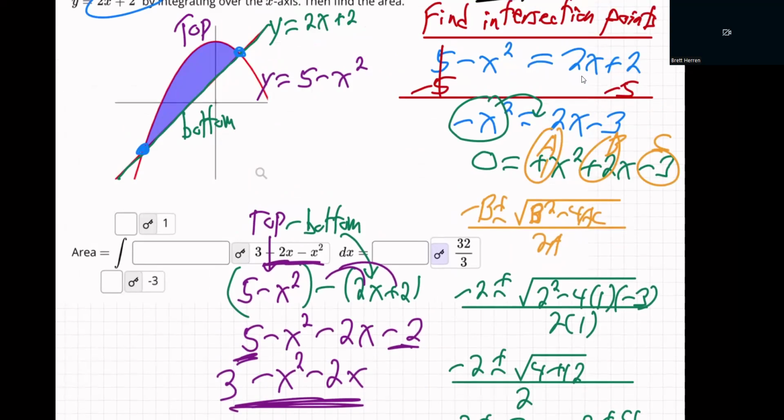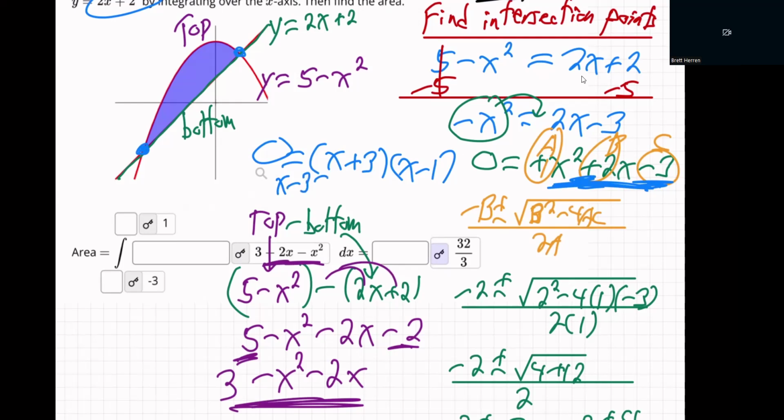You could have said, look, I'm just going to factor this thing right here, and I'm just going to factor equal to 0. And you could say, what multiplies to be negative 3? So it's going to be plus 3 minus 1, because that makes plus 2 in the middle. And then set each one to 0 separately.